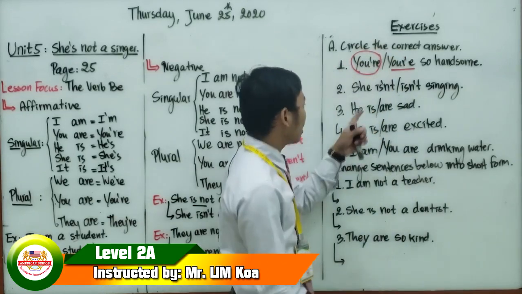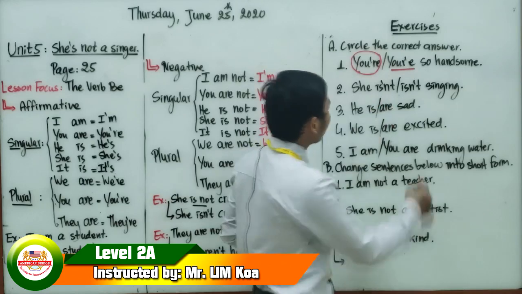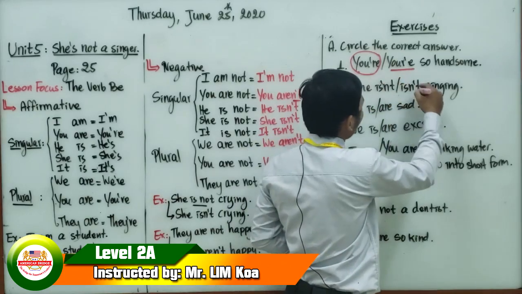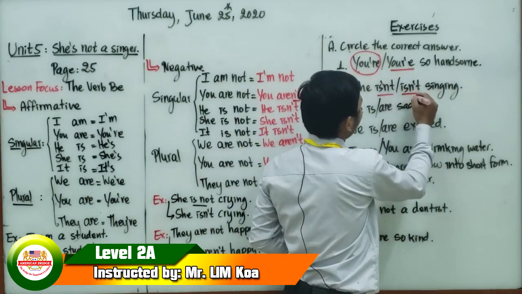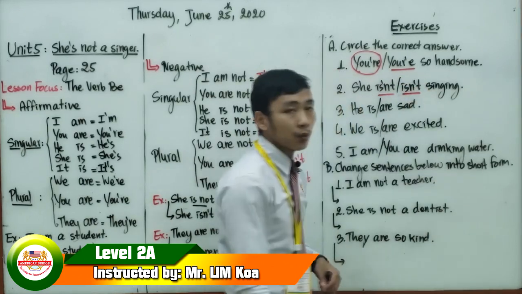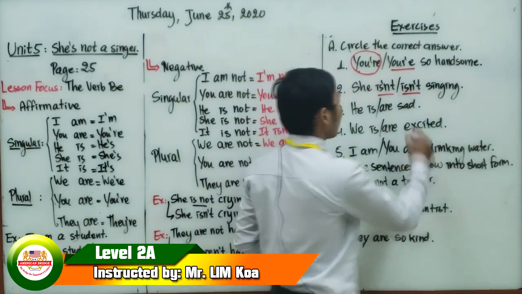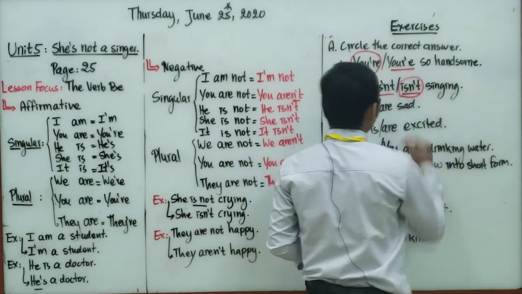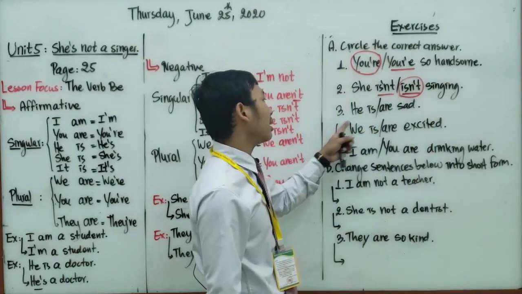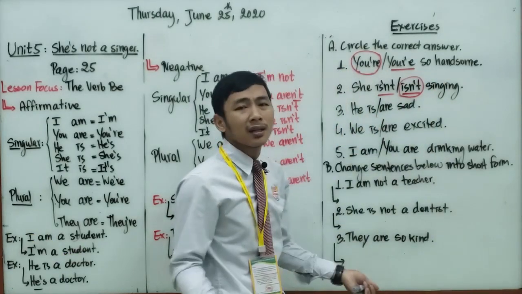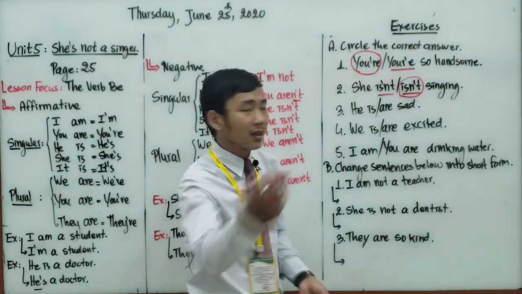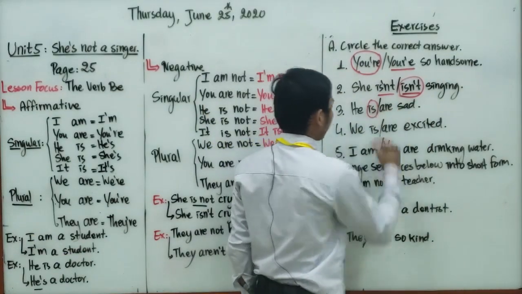What about this one? She isn't, apostrophe after n, or she's not, apostrophe after s. So which one is the right one? Okay, this one, right? One more, number three. He is or he are. He is used with is or are, everyone? Okay, he is used with is.